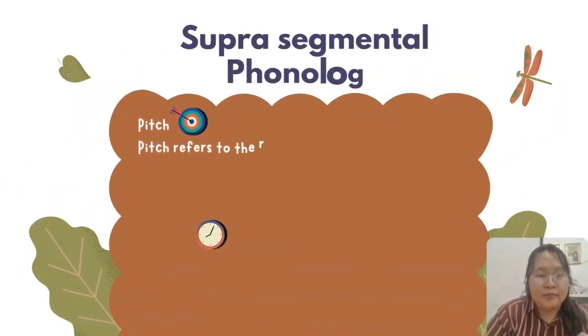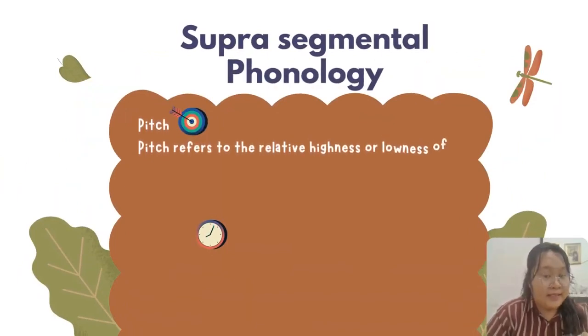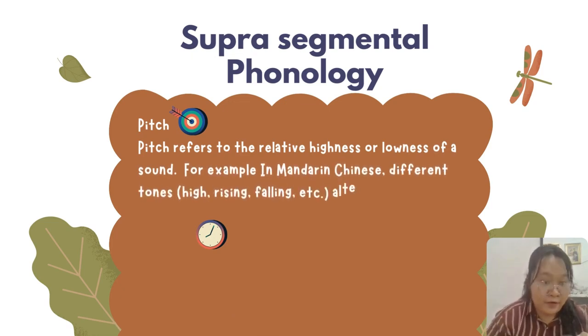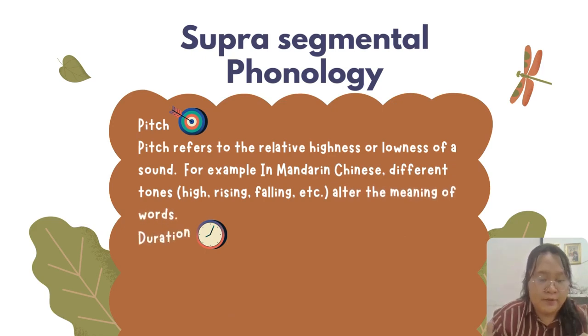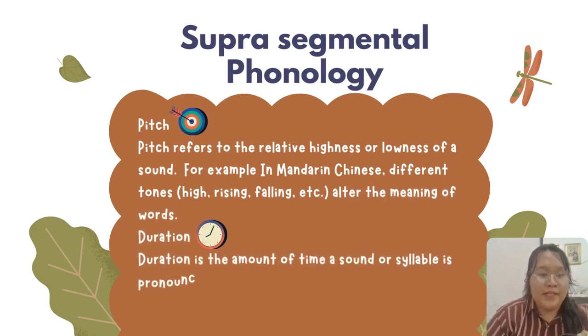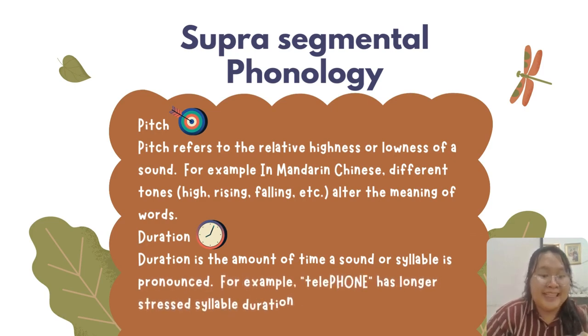And then pitch refers to the relative highness and lowness of a sound. For example, in modern Chinese, different tones, high, rising, and falling, alter the meaning of the words. Duration is the amount of time a sound or syllable is pronounced. For example, telephone has a longer stressed syllable duration than telegraph.